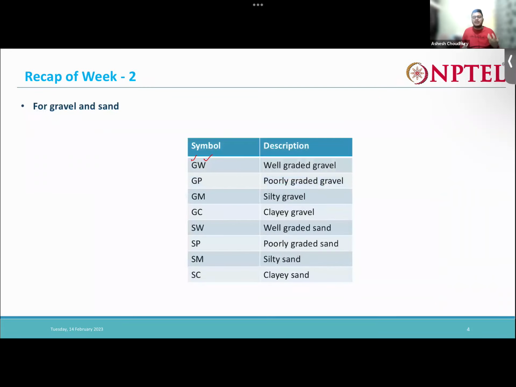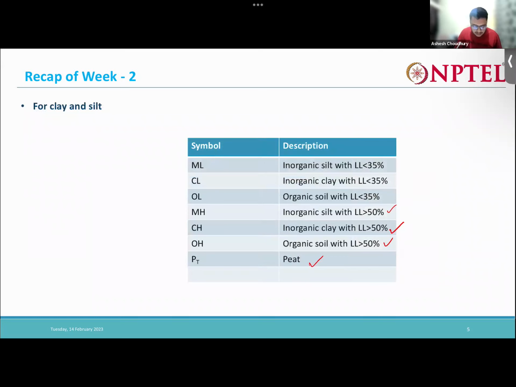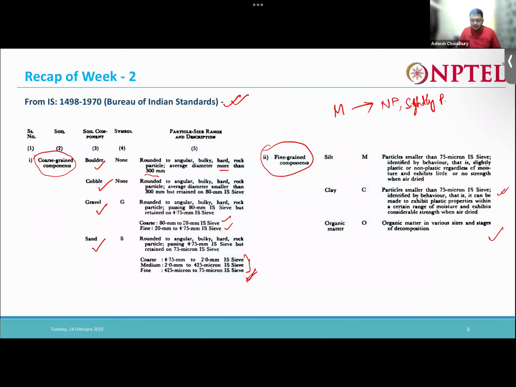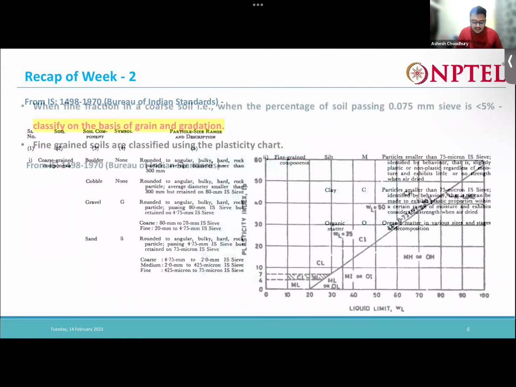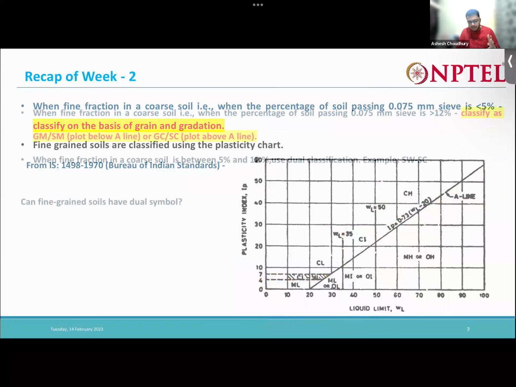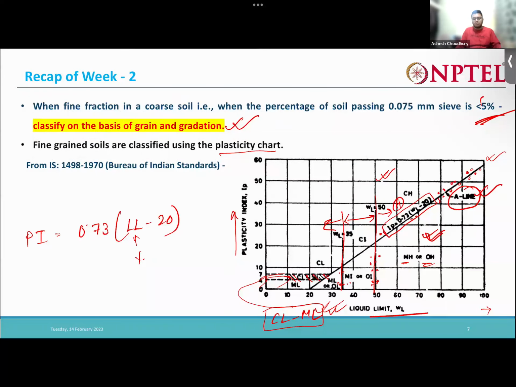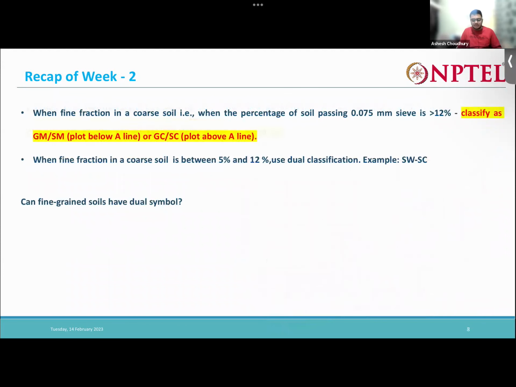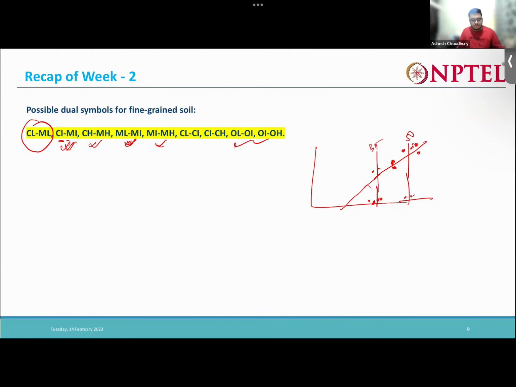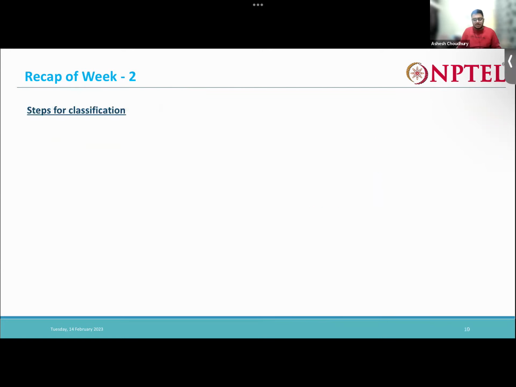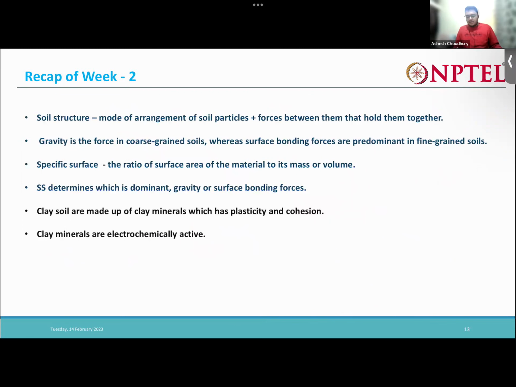Then we saw some probable nomenclature for coarse soils, that is gravel and sand, and similarly for fine soil, that is clay and silt. Then we defined the different types of soil as per the Indian standards. Then we came to know about the plasticity chart and how to classify a soil based on it. Then we learned about the dual classification of both fine grained and coarse grained soils, and then the steps for classification. Just a minute.